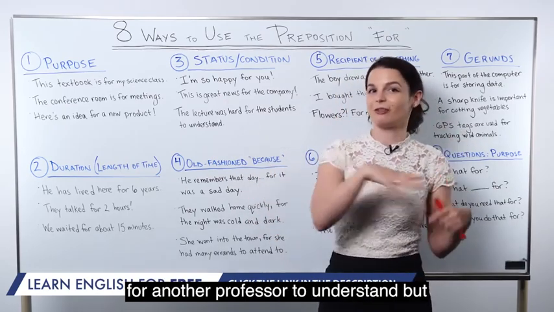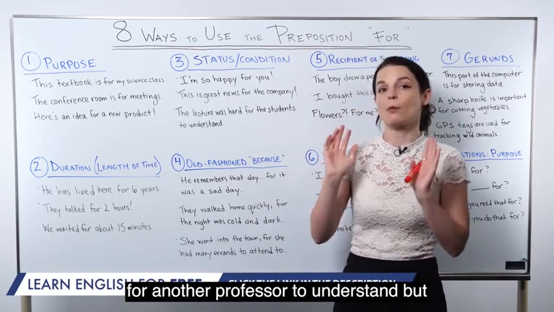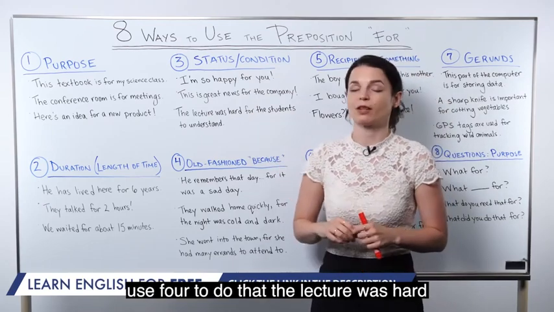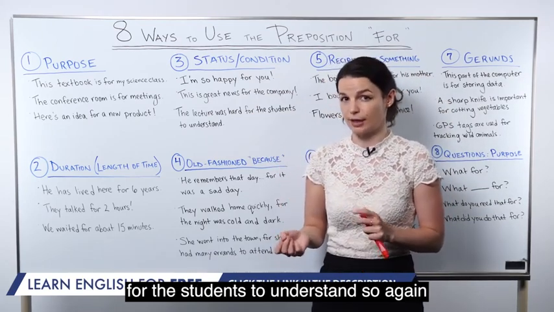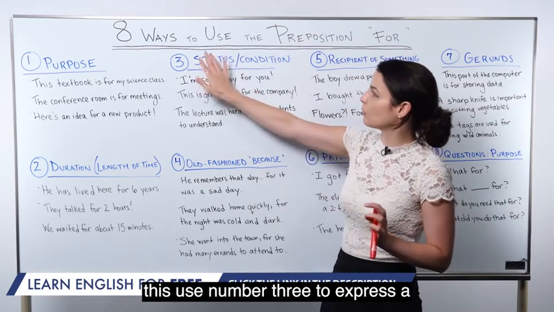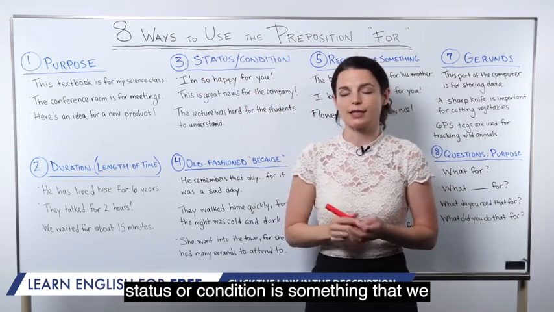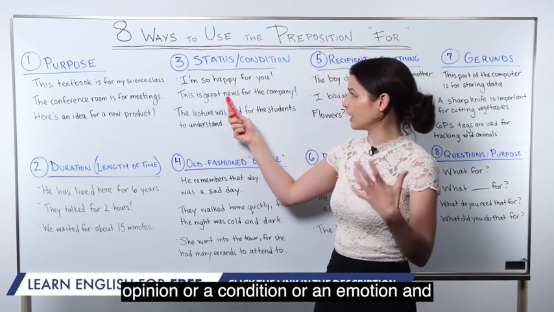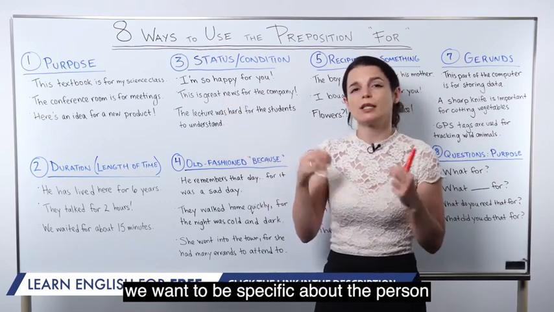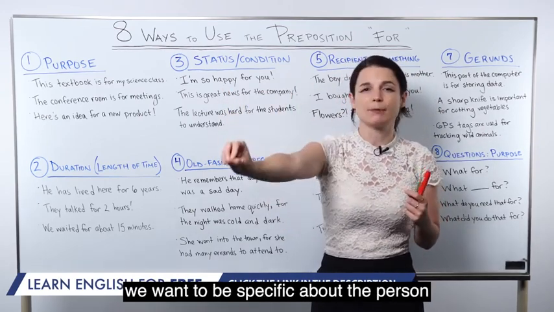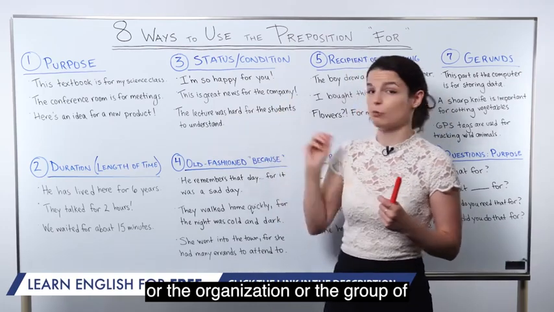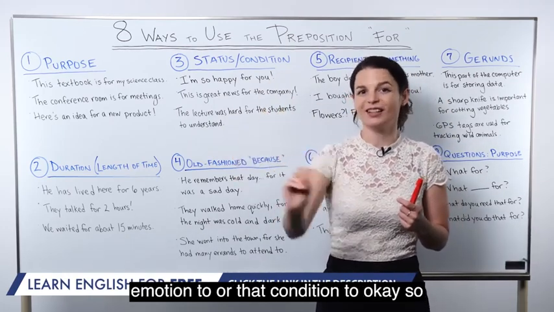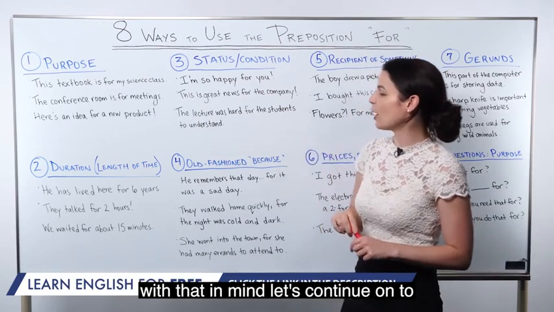Maybe the lecture was easy for another professor to understand, but we want to focus on this group here. We use "for" to do that. The lecture was hard for the students to understand. So again, this use number 3 to express a status or condition is something that we do when we want to express like an opinion or a condition or an emotion, and we want to be specific about the person or the organization or the group of people that we want to apply that emotion to or that condition to. Okay, so with that in mind, let's continue on to number 4.